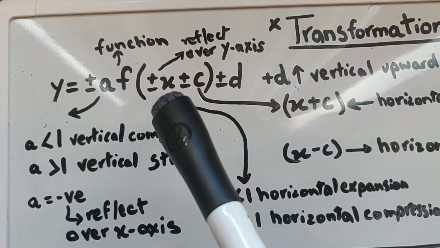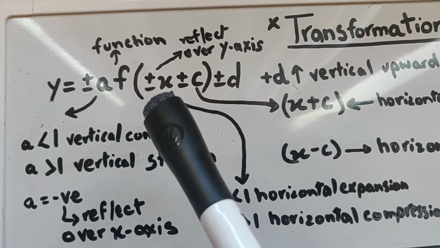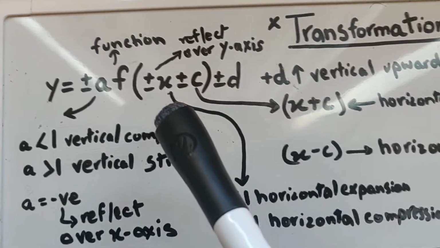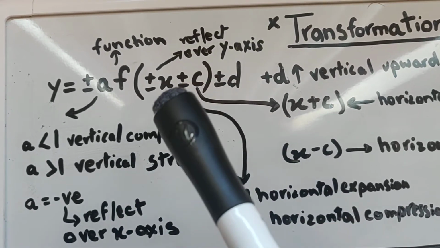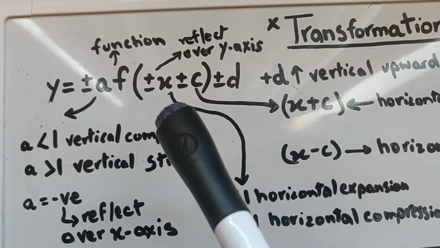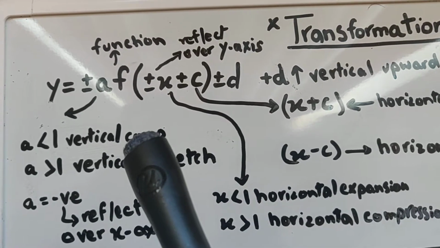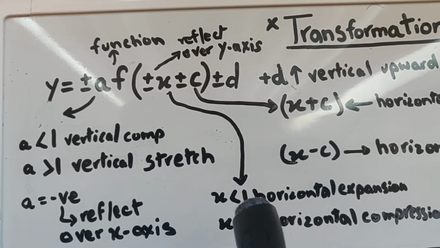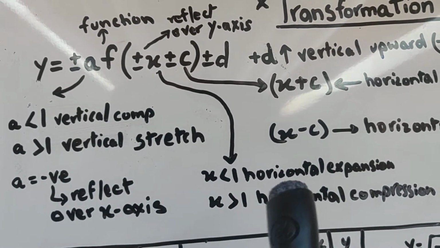Now we go to plus or minus x. Now x can be negative or positive. If it's negative, it's a reflection on the y-axis, not the x-axis. Now if the x value is greater than 1, it is a horizontal compression, and if it's less than 1, it's a horizontal expansion.